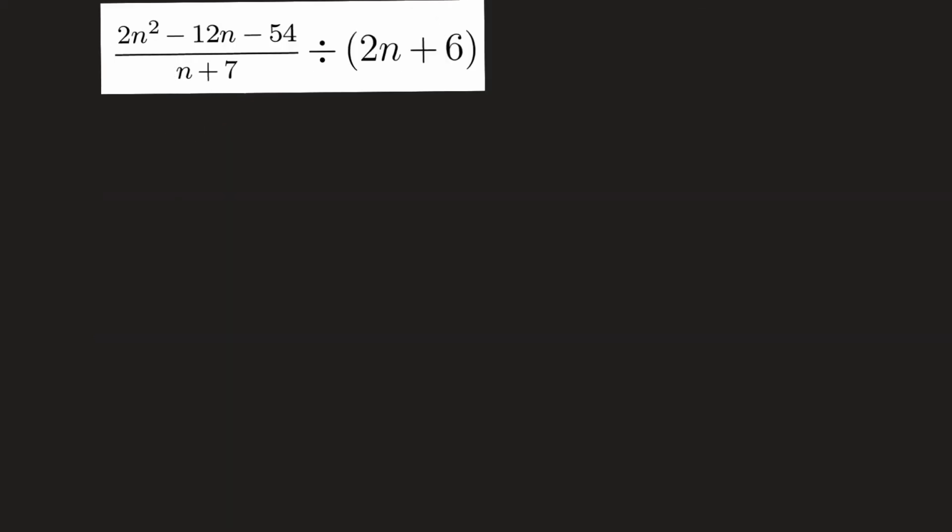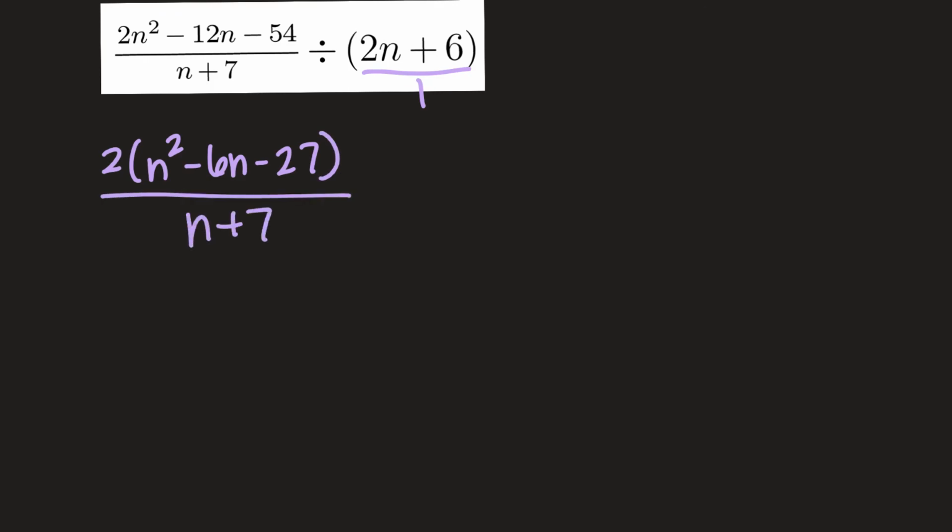Okay. So last one, another division. So again, like the first multiplication, you have to remember that this is over 1. So then we take the first fraction. I'm going to go ahead and factor out that GCF of 2. So I have n squared minus 6n minus 27 all over n plus 7. And then I'm going to change division to multiplication, and then I'm going to flip this fraction. So I have 1 over 2, and I can see there's a GCF of 2, so n plus 3.